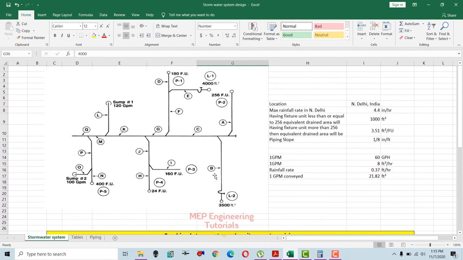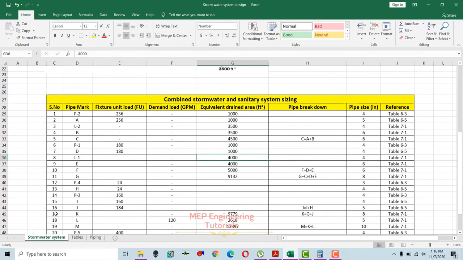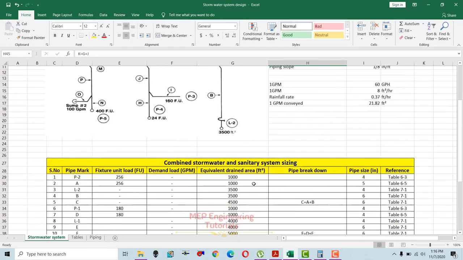In the same way you have to do it for the other pipes in here, like 180 fixture units, 4000 square feet, and then at point F it will be the sum of D and E. And then for G, it will be the sum of C plus F. And then the same way you have to do it for this P4 stack, then the horizontal run from the stack represented by H, and then the P3 stack, and the horizontal run is represented by I, and then you have J over here, and then at point K it will be the sum of G plus J here, that is G plus J.